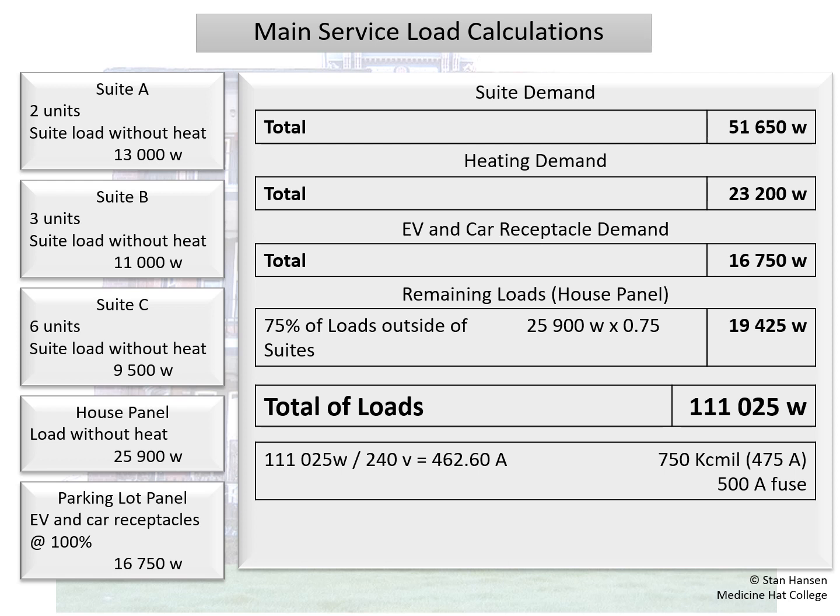Once I add all four of those numbers up, I get a total demand of 111,025 watts. We will divide that by my voltage of 240 volts to get a total ampacity of 462.6 amps. Remember, if you're working on a 208 volt system, your divisor would be 208. Table 2 tells me in order to handle the 462.6 amps, I would need to have a 750 kcmil conductor. Table 13 further tells me that in order to protect that 750 kcmil conductor, I would require a 500 amp fuse.